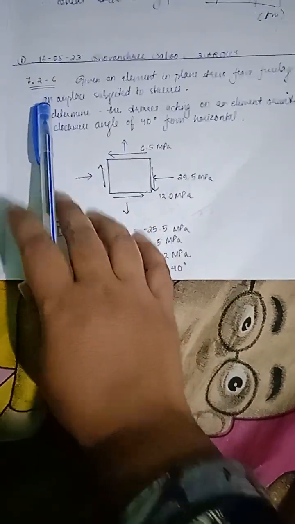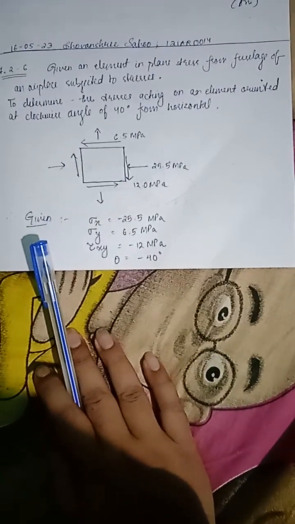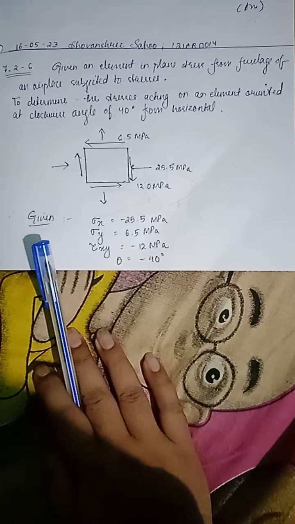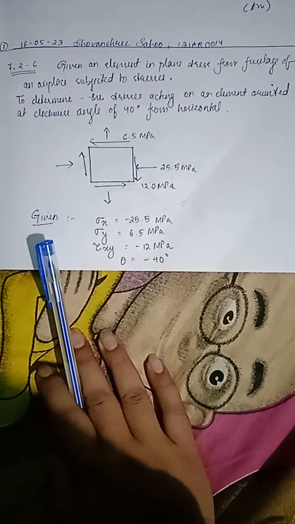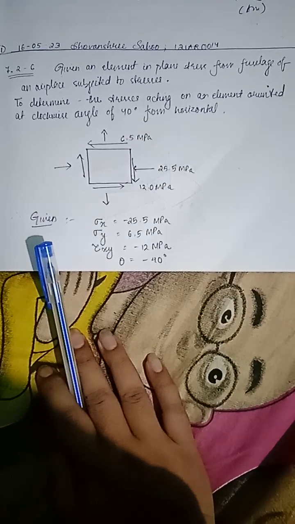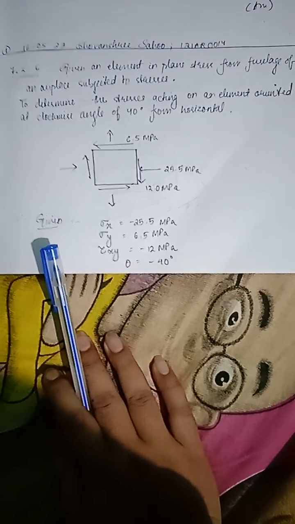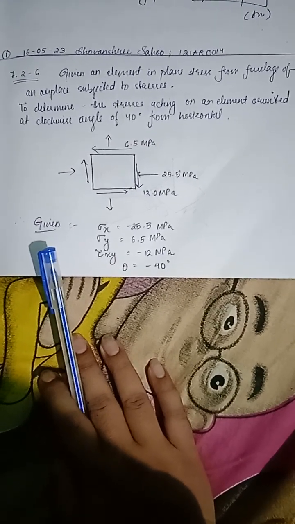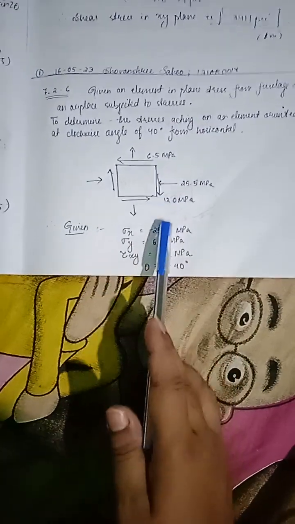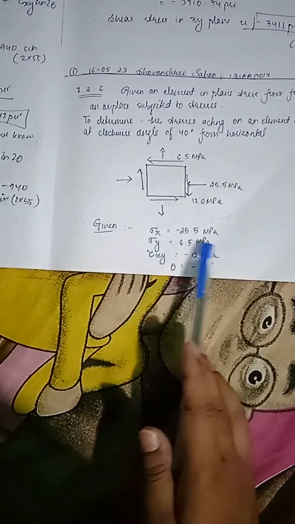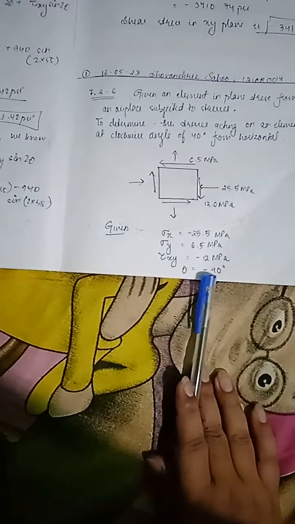Today's problem 7.26: we have an element in plane stress from the fuselage of an airplane subjected to stresses. You have to determine the stresses acting on the element oriented at a clockwise angle of 40 degrees from the horizontal. Given sigma x is minus 25.5 MPa, sigma y is 6.5 MPa, tau xy is minus 12 MPa, and theta is equal to minus 40 degrees since it is in the clockwise direction.